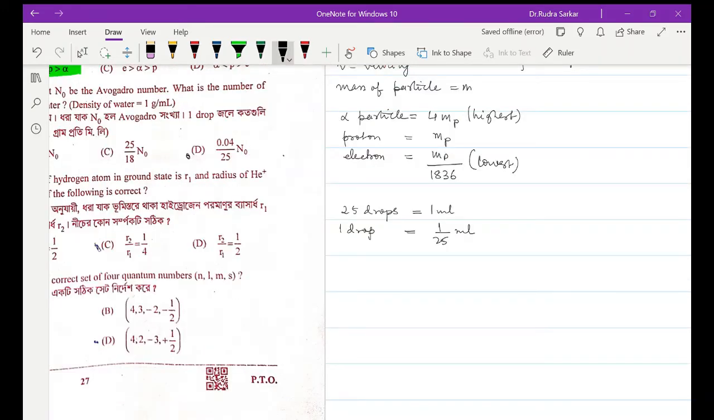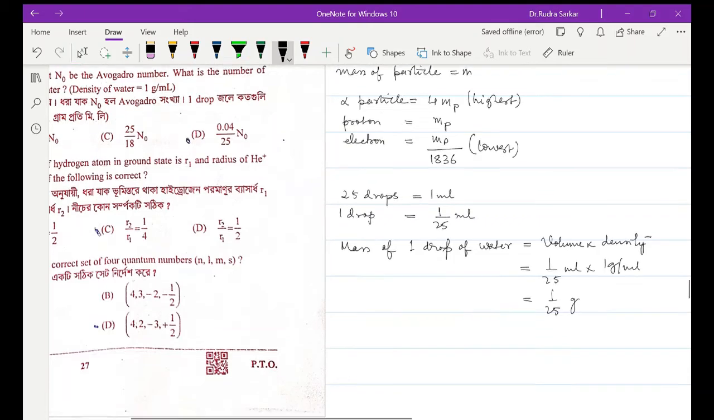So we can say now the mass of 1 drop of water is volume into density, and that will be 1 by 25 ml into 1 gram per ml, or 1 by 25 gram.